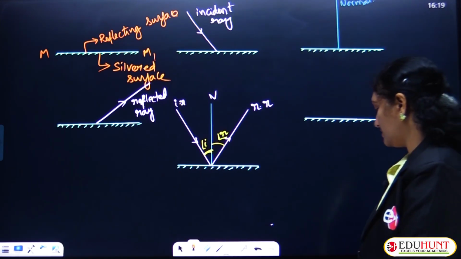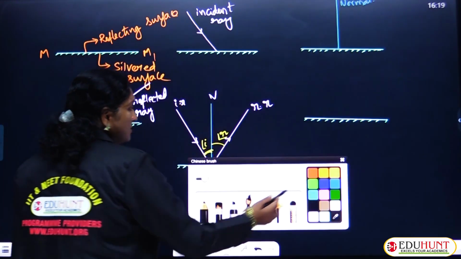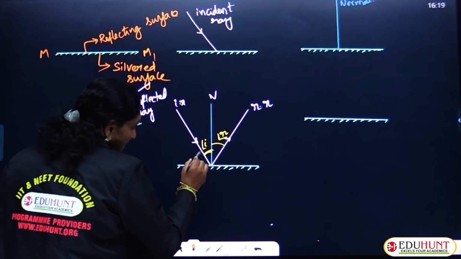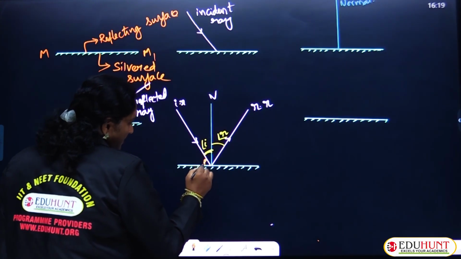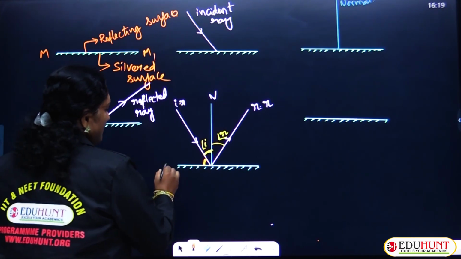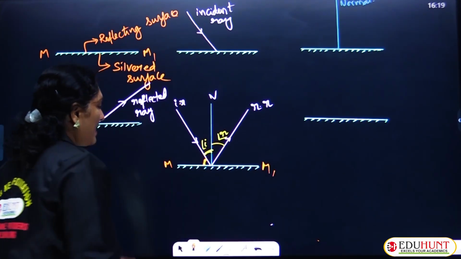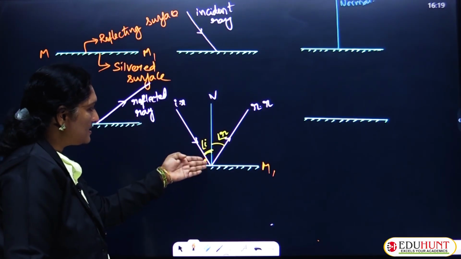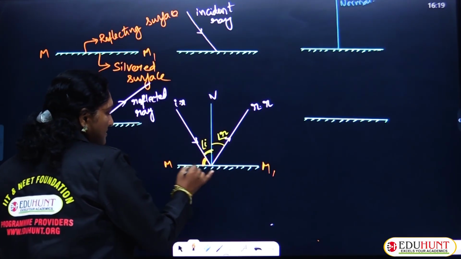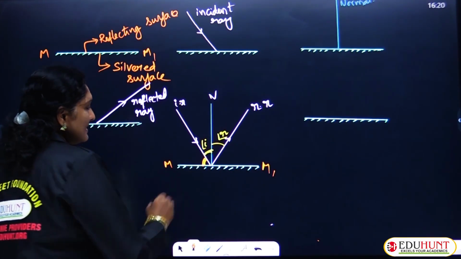Okay, this is called your angle of reflection. Also observe, children, there is one more angle you can observe here. This angle is the angle between the plane mirror, this is the mirror, I already called it MM1, and the incident ray. The angle made by the incident ray with the surface of the mirror is called your glazing angle.